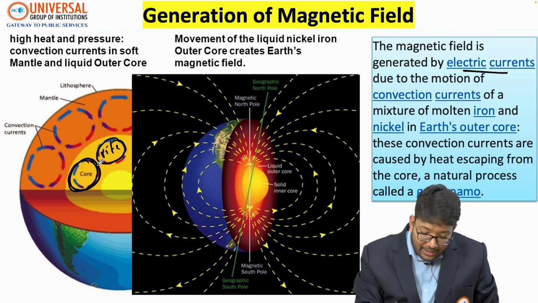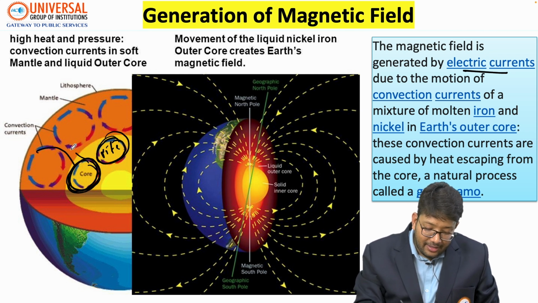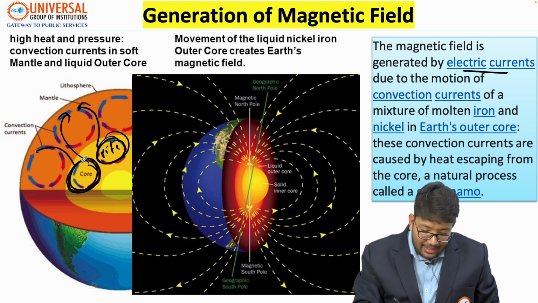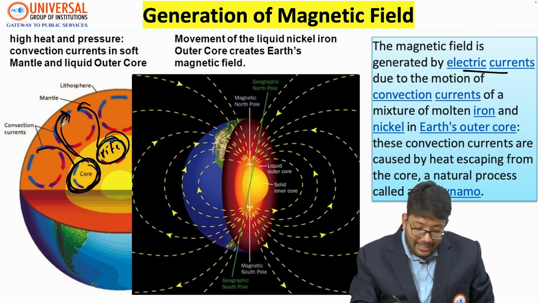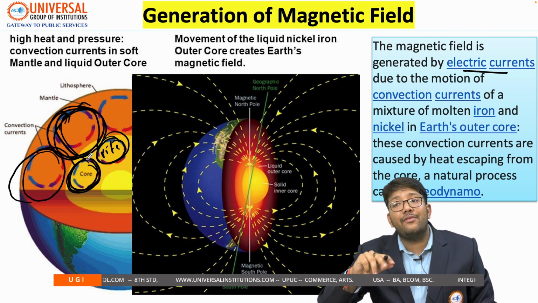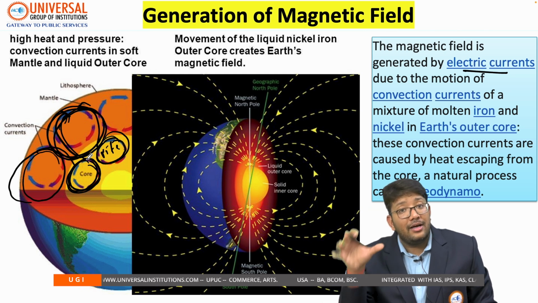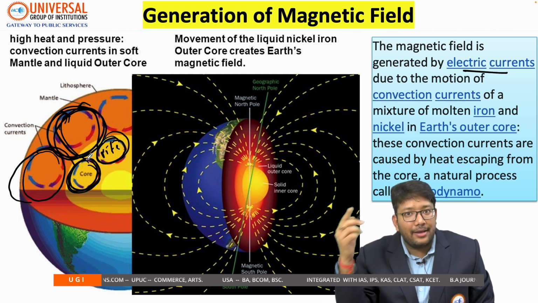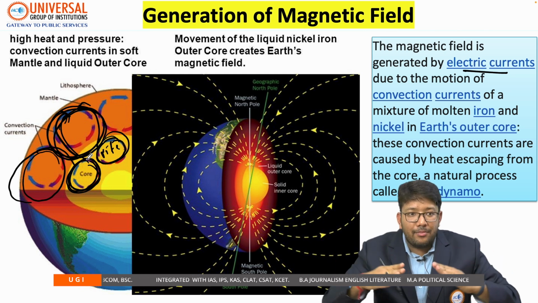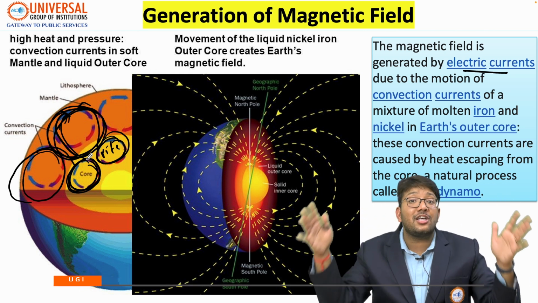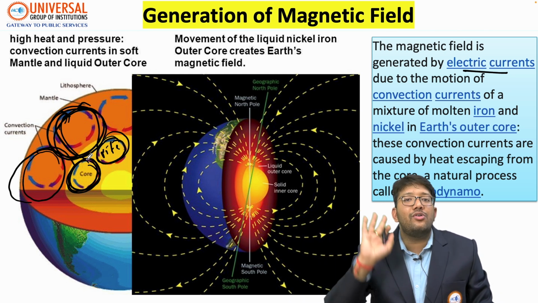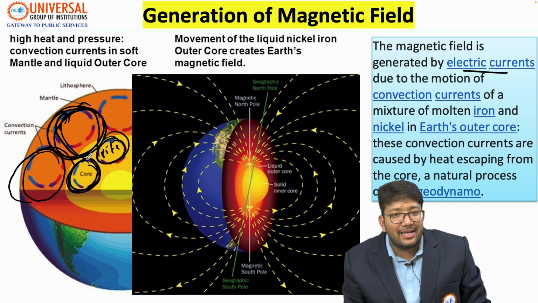Because of this Nife, nickel and ferrous, that is rising towards the Earth's crust and rotating here. These are called convection currents. So basically when our Earth rotates, all this convection current will also rotate beneath the Earth's surface. When that molten rock moves with the help of convection currents, it exerts a magnetic force that is our geomagnetic field, okay.